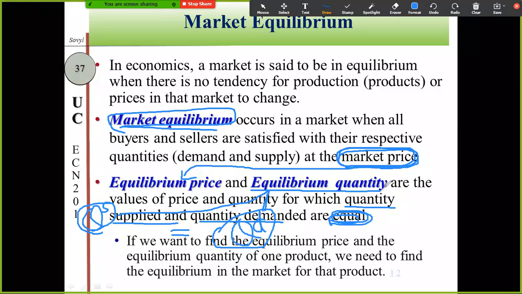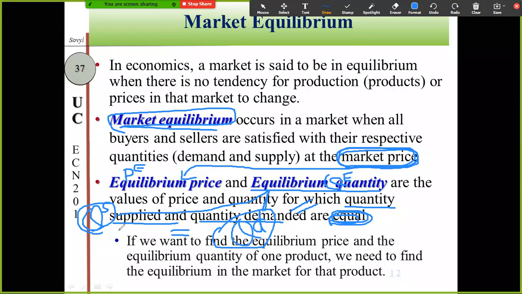Why is it quantity and not quantities? Because they are equal, so we can say this quantity or that equal quantity. That's why we call it only one. Okay, so in the label, normally I put it as PE for the price, and normally I take QE for the quantity. That means in market equilibrium, Q supply equals Q demand and equals QE.